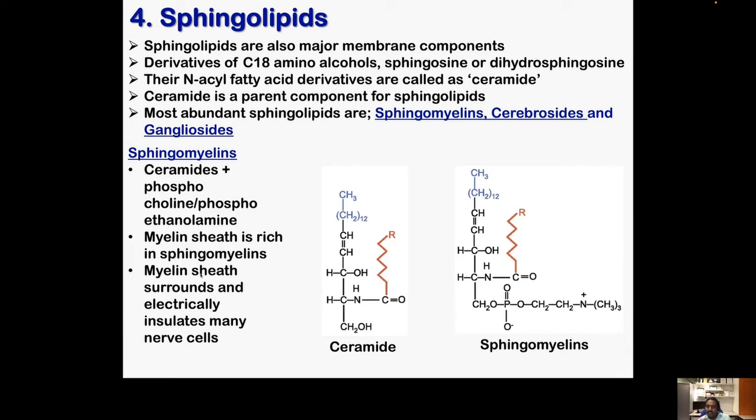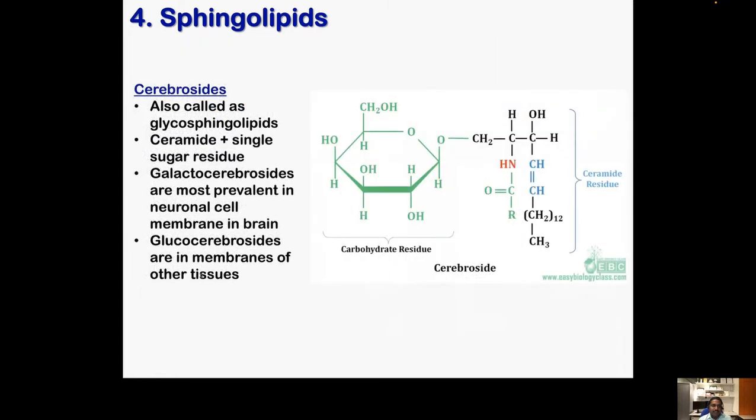Okay, so it's basically insulation around our nerve cells, and the insulation is made up of sphingomyelins, and the sphingomyelin is made up of ceramide. Ceramide contains fatty acid plus amino alcohol. So try to simplify and understand this easily, please.